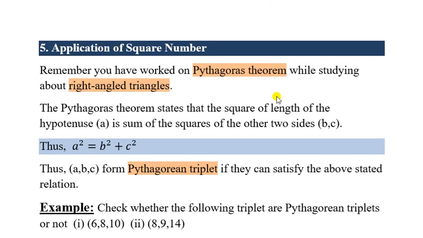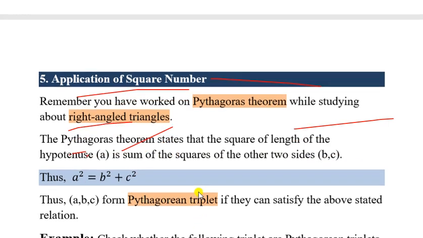Next, that is the application of square numbers. We can use it to identify whether a number is a square number or not, for finding square numbers, and as well we can use squares in the Pythagoras theorem also. And we can use the Pythagoras theorem only for a right angle triangle. We know the Pythagoras theorem: hypotenuse square is equal to side square plus base square, and the hypotenuse is denoted by a here. That's why I've written, see, hypotenuse denoted by a, and the other two sides denoted by b and c. That's why hypotenuse square is equal to b square plus c square.